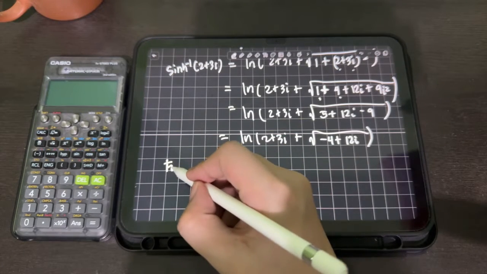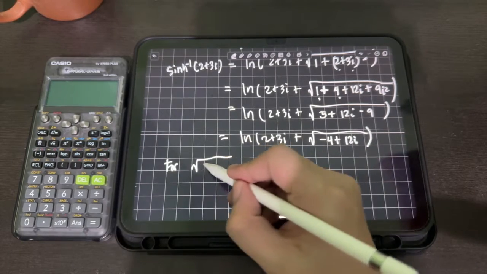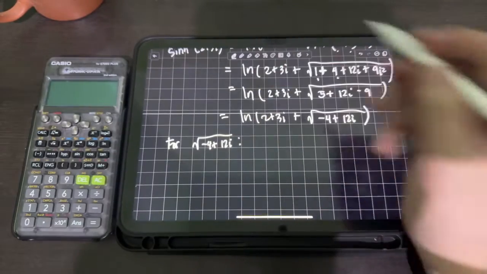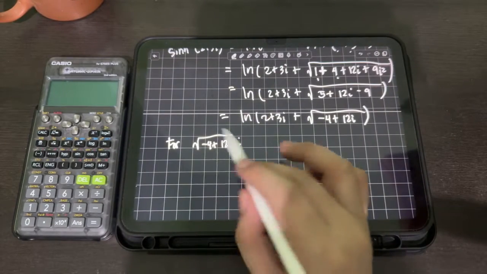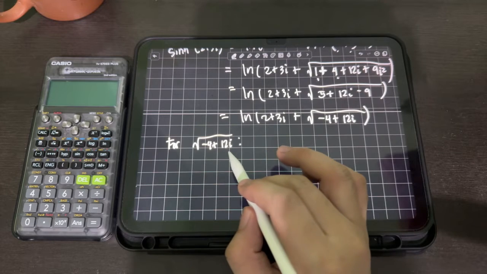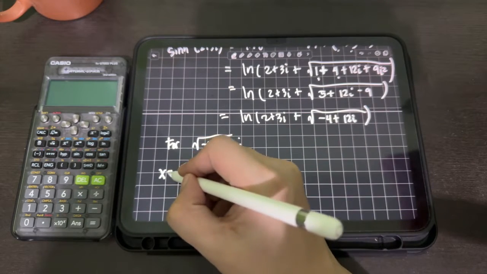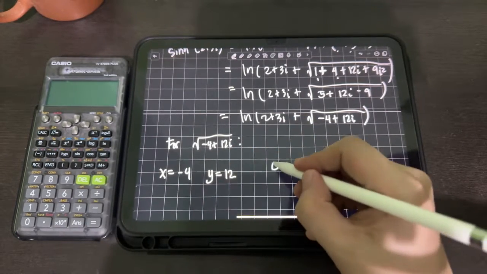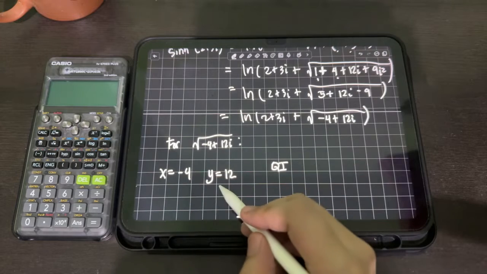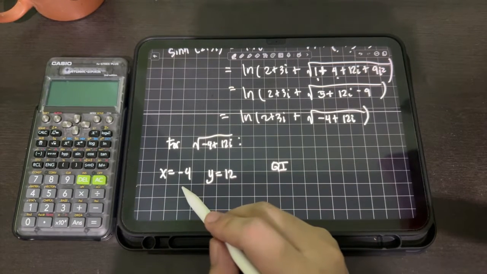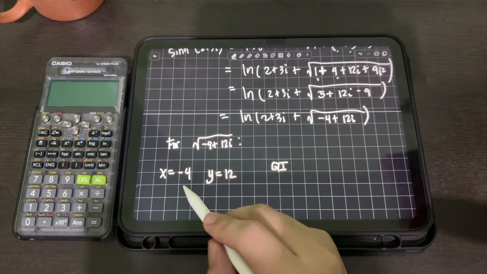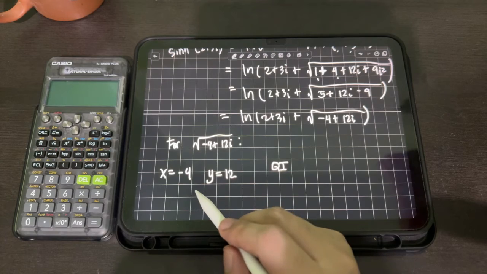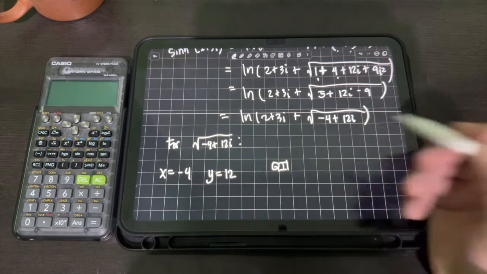So we will start with the square root of negative 4 plus 12i. We will first convert this rectangular form, negative 4 plus 12i, to polar form. Identify the x, it is negative 4. Identify the y, it is 12. What quadrant does the complex number lie in? For x, it's negative. For y, it's positive. So therefore, it is in quadrant 2.